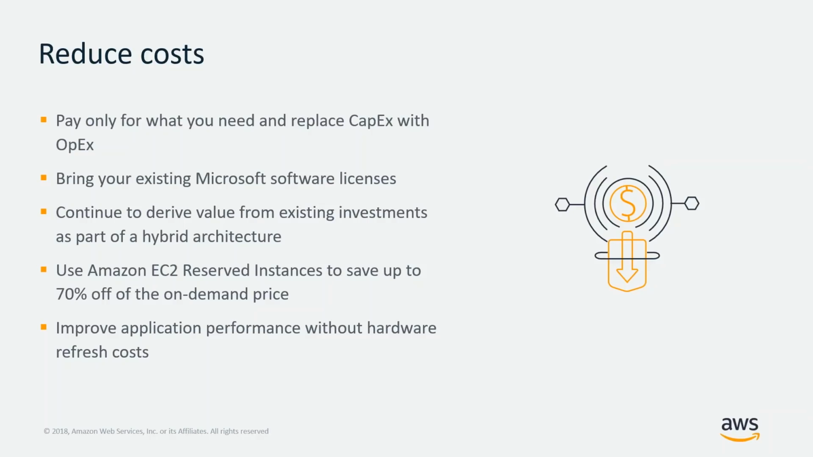And you want to bring your existing Microsoft software licenses. You don't have to trade off any aspect by going over to AWS or any other cloud platform, and specifically AWS, because you can bring your licenses. Thanks to license mobility, thanks to your EAs and all that, you are able to reuse and bring your own license options. You are able to reuse your current Microsoft licenses. You can continue to derive value from your existing investments by having a hybrid architecture.